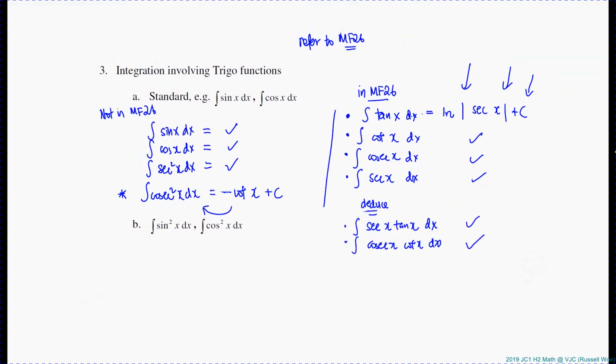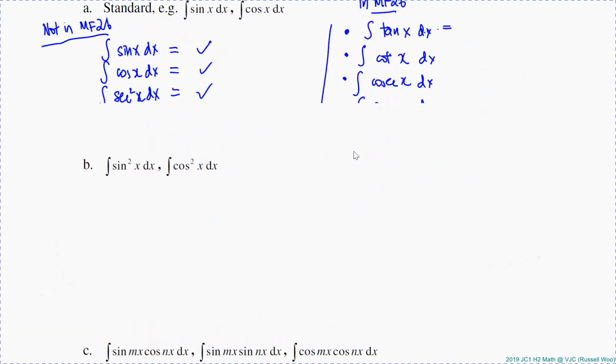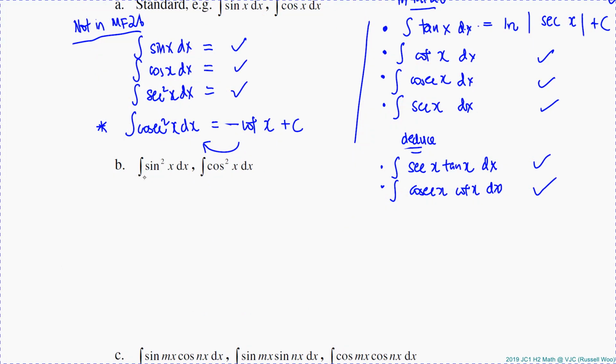Now here, not in MF26, you've got to remember 4. In MF26, you have 6, you actually don't have to remember. So don't be overwhelmed. Know what is in, know what's out. Next, what if you face the integration of the form sine square and cosine square? Actually, only one thing. When you see sine square, cosine square, 2 words: double angle. 3 words: double angle formula.